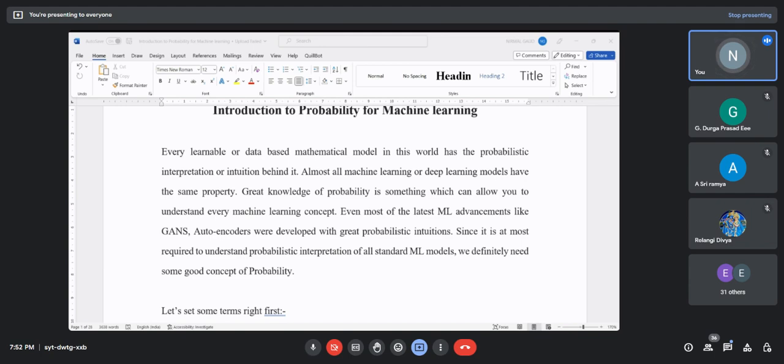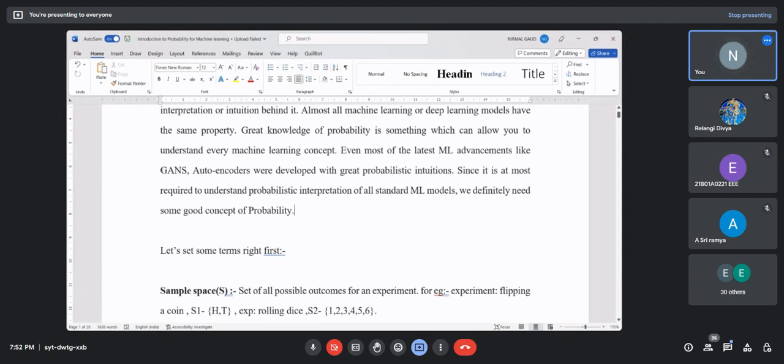Why am I considering probability? For example, say there are two outcomes, 0 and 1. What is the probability of getting 0? What is the probability of getting 1 as an outcome? That's certainly an important calculation for me to do. Here, most of the recent ML advances are based upon the probabilistic approach, such as GANs and autoencoders. There are many things based upon this particular approach.